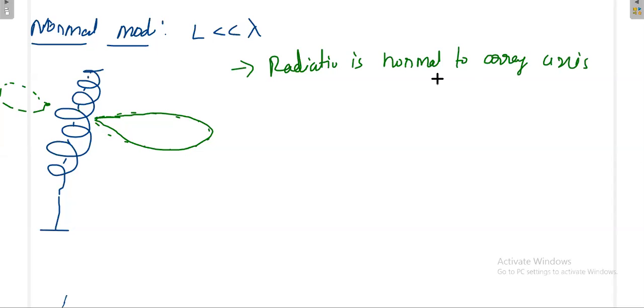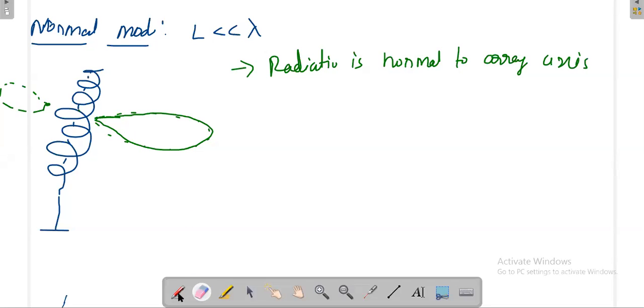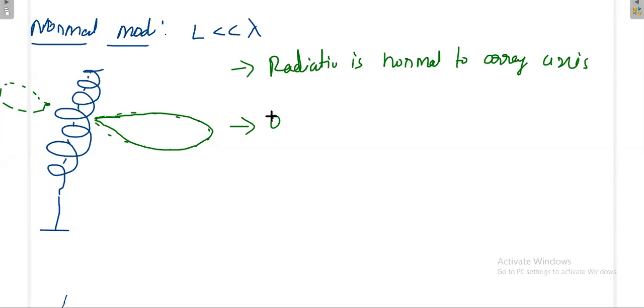Can I call the radiation pattern produced by this omnidirectional? Because it gives radiation in this direction also, and towards your eyes and away from your eyes, in a rotational manner. Can I call this pattern an omnidirectional radiation pattern? Yes, it's something similar to an omnidirectional radiation pattern. So the radiation pattern here is omnidirectional.